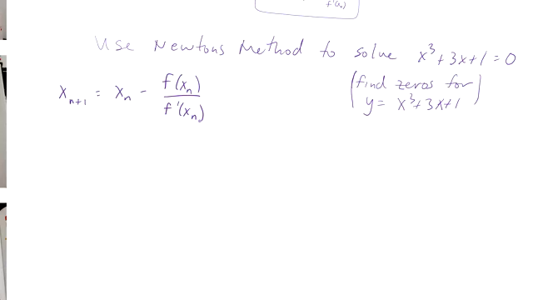Okay, so I want to solve this, and I'm going to go ahead and figure everything out here. There are different ways to do this. It depends if she wants you to make a table or whatnot. I'm going to fill this in so you can see what's going on here. Let's say f of x sub n is x sub n to the third plus 3x sub n plus 1.